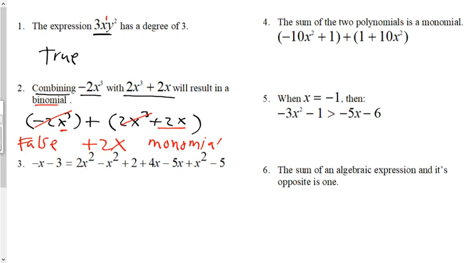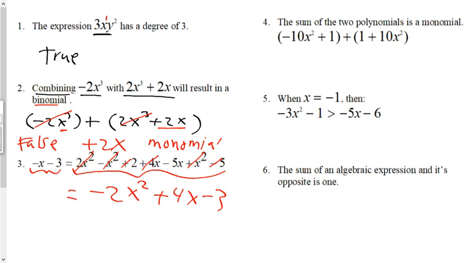Question 3 says this binomial is equivalent to this massive polynomial. In order to solve this, we have to take this massive polynomial and gather like terms to see if it actually simplifies down to a binomial. We're going to gather our x squareds first. I have 2x squared, negative 1x squared, positive x squared. That makes a negative 2x squared when I gather it. A positive 4x stays by itself, and these two will become negative 3. Since these two expressions are not the same, my answer is therefore false.